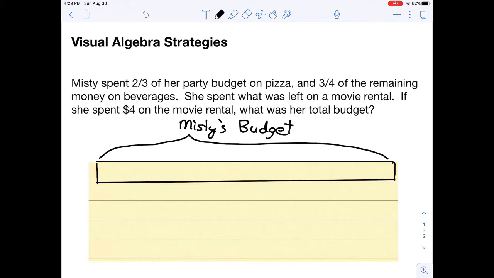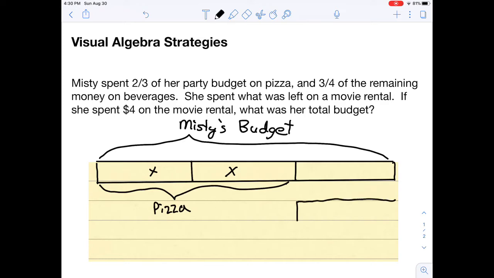If she spent 2/3 of her party budget on pizza, we need to break our strip up into 3 equal parts. And note that 2/3 of them were spent on pizza. Now I'm going to draw a second strip. We could take care of it in the original strip, but I like to pull out the remaining amount.